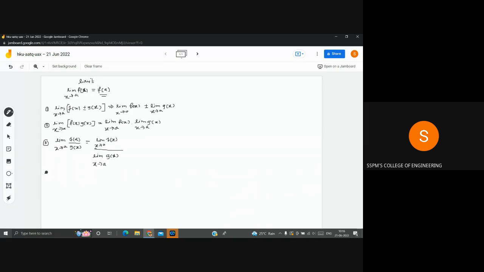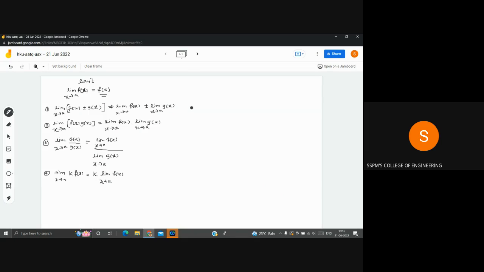Now the next one is if there is a constant in the form of a scalar multiple of the function, how do we apply the limit? The limit of k into f of x, where k is a constant, take it outside, into the limit of f of x as x tends to a. So these are the four standard results in limits. One more is there.